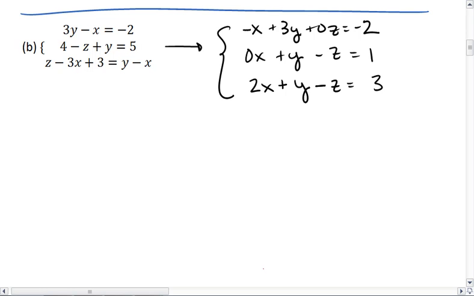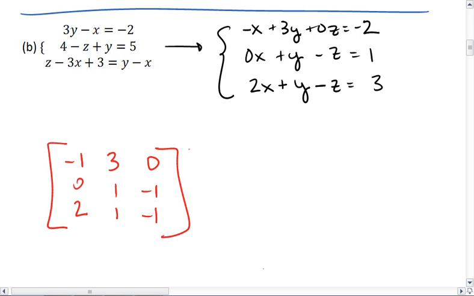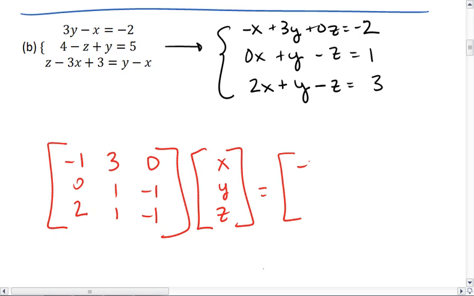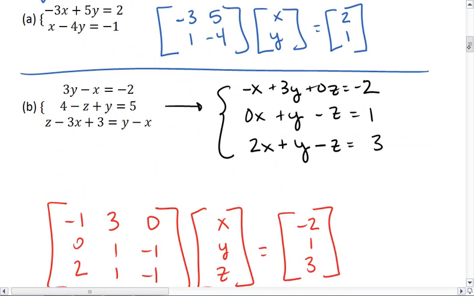Now I can transform this into a matrix equation. I get my matrix of coefficients, negative 1, 0, 2, 3, 1, 1, 0, negative 1, negative 1. Multiply that by my matrix of variables, x, y, and z. And this equals my solution matrix, negative 2, 1, 3. That's how I write these systems of equations as matrix equations.